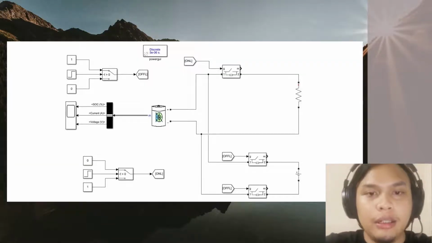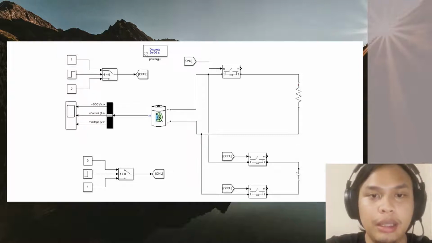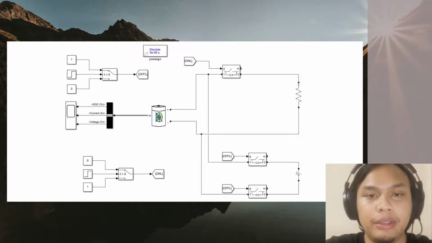Next is the charger controller of the battery simulation. The battery that we have used is 12 volt with a current output of 2.88 ampere, and the battery capacity is 100 ampere hour. The outputs that we want to see are the state of charge, the voltage and the current of the battery.